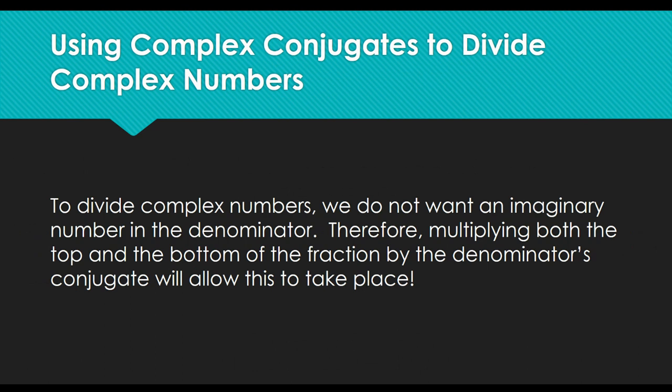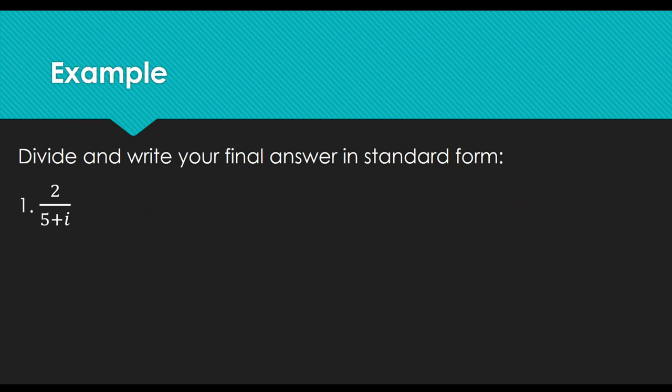So we're going to be using these complex conjugates to divide complex numbers. To divide complex numbers, we never want an imaginary number in our denominator as our final answer. So how are we going to get rid of those imaginary numbers in our denominator? Well, we're going to multiply both the top and the bottom of the fraction by that denominator's conjugate. And that's going to allow us to cancel out those middle terms of i's, and then the imaginary numbers will no longer be in the denominator. It's okay if you end up with imaginary numbers in your numerator. We just never want the denominator to have imaginary numbers.